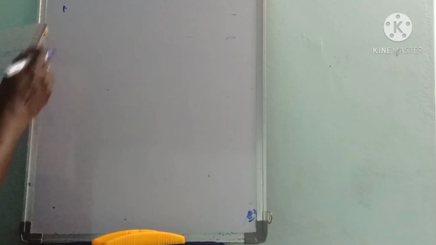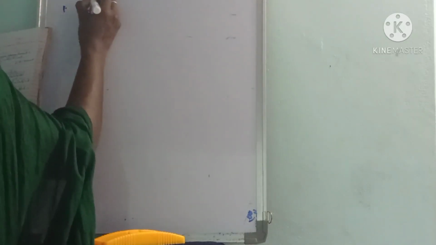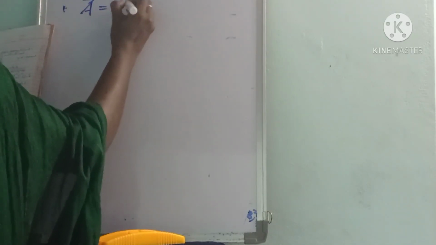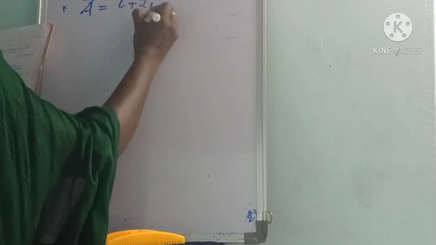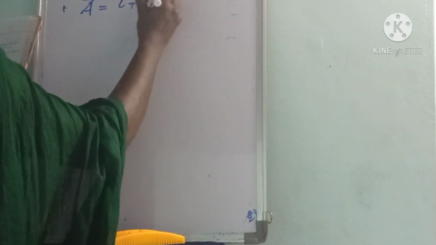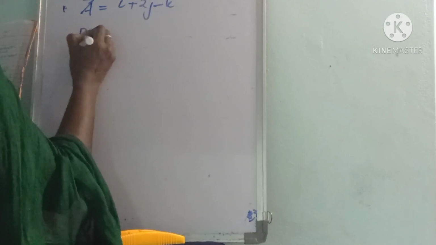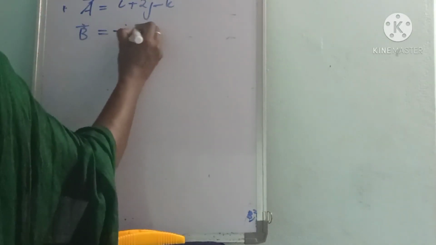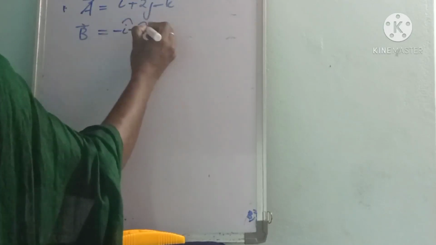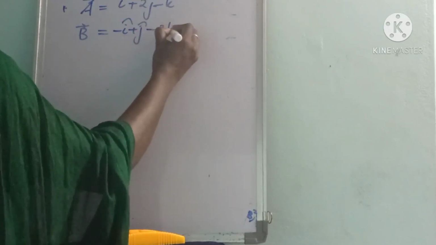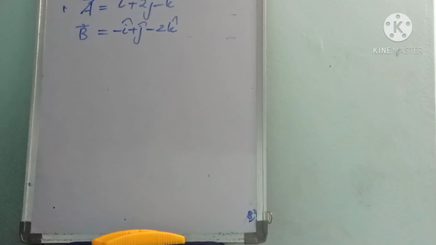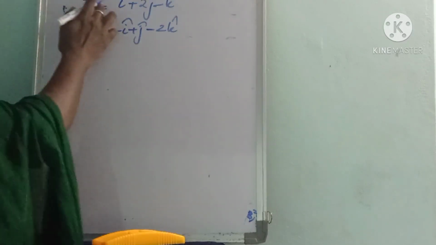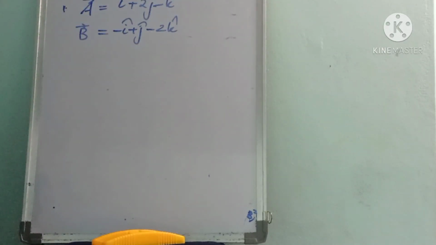Here the given vector A is equal to i plus 2j minus k. This is vector A, and vector B is equal to minus i plus j minus 2k. This is vector B. We have to find the angle between A and B. Isn't it? We have to find the angle between A and B.